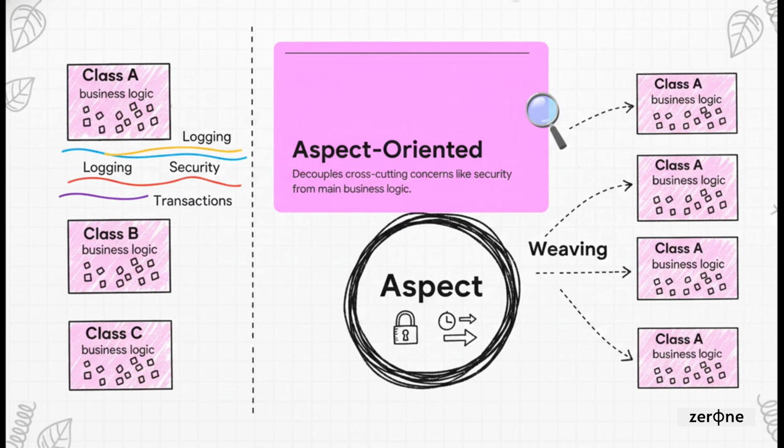You need those tasks happening everywhere across dozens or hundreds of different classes. Without AOP, you'd be copying and pasting that same security check logic thousands of times. It's a maintenance nightmare. AOP lets you strip all that out. You write the security logic exactly once as an independent aspect, and the framework automatically applies it, or weaves it, across your entire application wherever it's needed, while keeping your main business logic completely uncluttered.